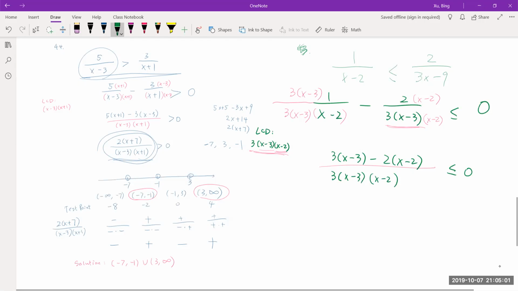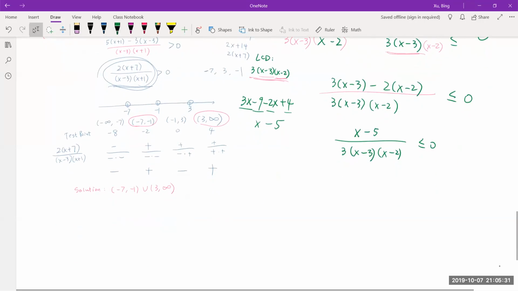Okay, let me simplify the top. So the top will be 3x minus 9 minus 2x plus 4. Combine like terms, that's an x. These two make a negative 5. So x minus 5 over 3 times x minus 3 times x minus 2. That's not equal to 0.